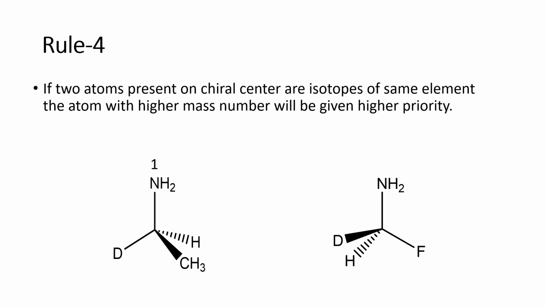One is NH2. Here the carbon is the second senior. Then 2 is given to the carbon, and 3 is given to the deuterium before hydrogen, because even though these two have the same atomic number, the mass number is highest for the deuterium. Therefore, it is given the highest priority. You can see in the second molecule the same thing is going on: deuterium is given higher priority than hydrogen. So this is rule number 4.